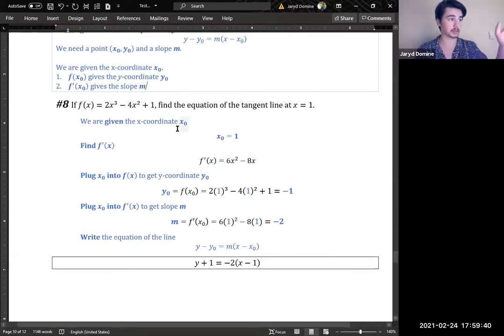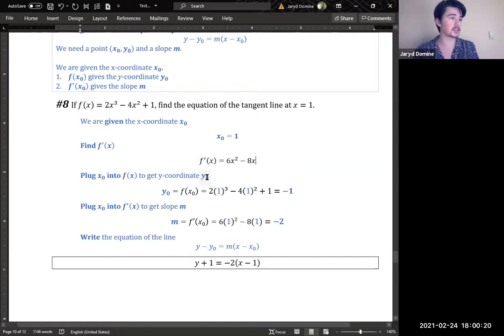There's a lot of lines here, but there's actually not much work if you know what you're doing. So we're given x equals 1, so that's our x coordinate, x naught equals 1. We're going to find the derivative because we'll need it later. It's already in the right format, so all we do is use the power rule. The first term gives us 6x squared. The second term gives us minus 8x, just using the power rule on f. I didn't show any extra work here, not necessary. Now we have the derivative, we have f.